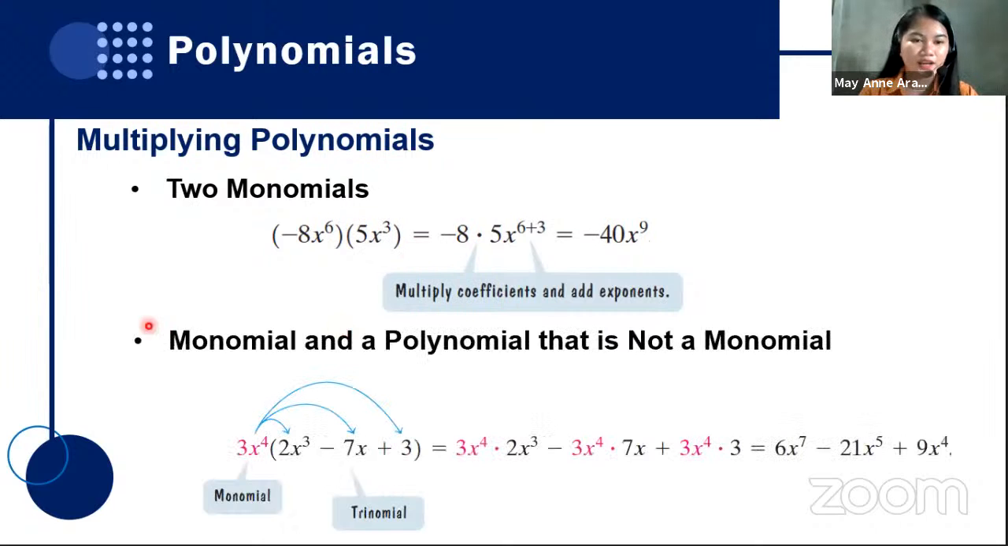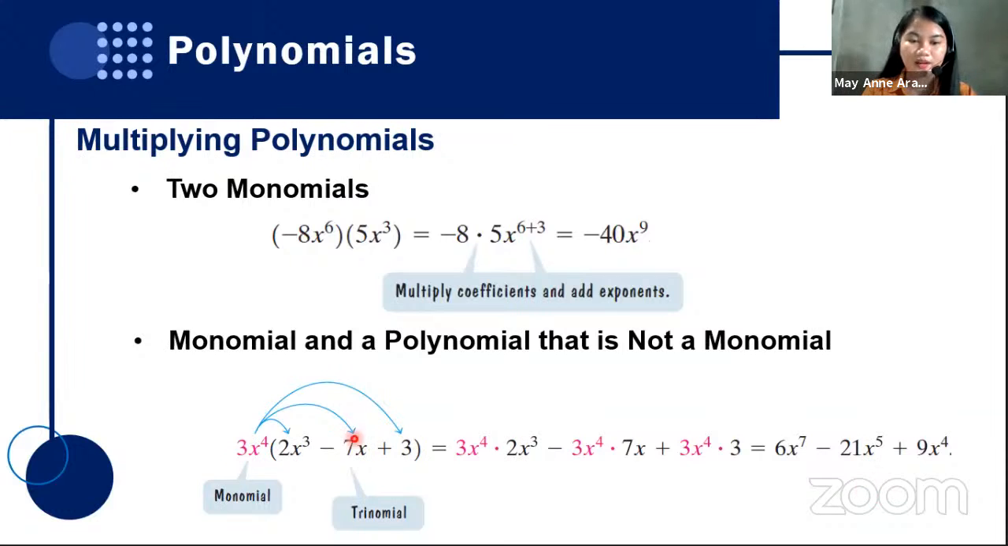And if we have a monomial and a polynomial that is not a monomial, we use the distributive property. So, distribute natin yung monomial over the trinomial. So, 3x cubed times 2x cubed is 6x raised to, add the two exponents, 7. And next, 3x raised to 4 times negative 7x, that is 3 times negative 7, negative 21. Add the exponents, 4 plus 1, you have 5.